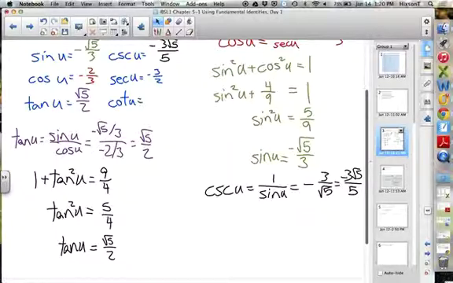So, all right, the final one, cotangent. What's that going to be? 2 root 5 over 5. Good. We take the reciprocal of tangent and rationalize the denominator: 2 root 5 over 5. Good.